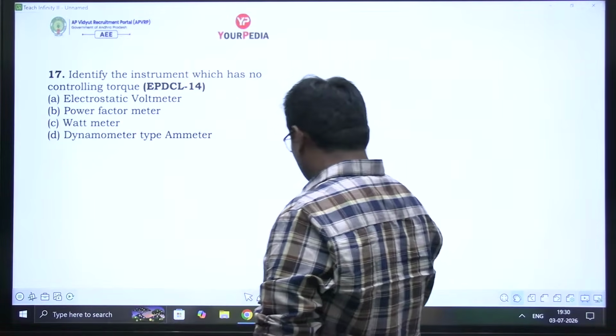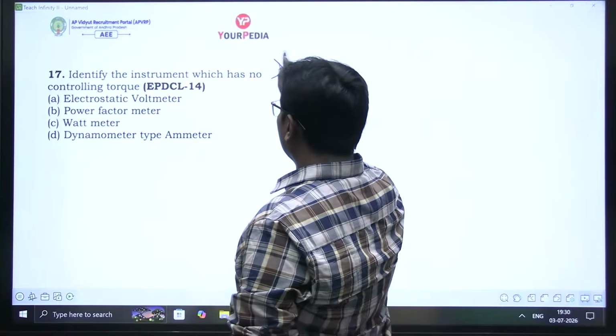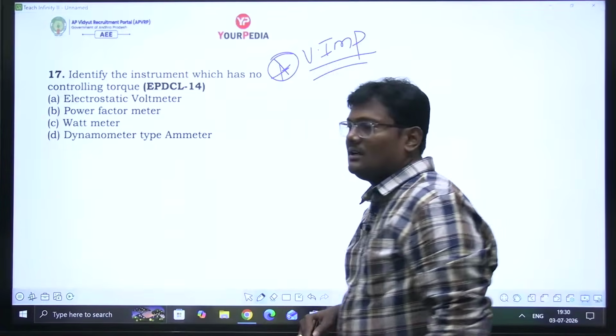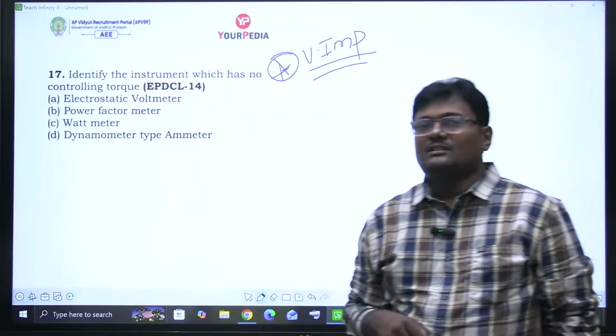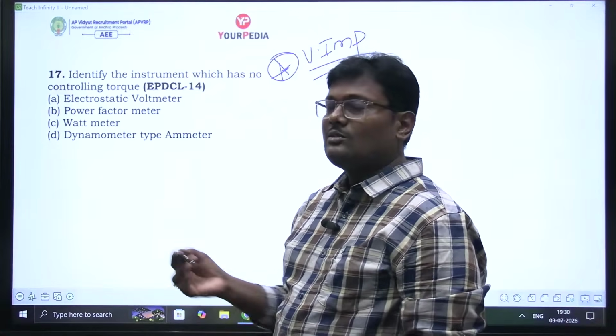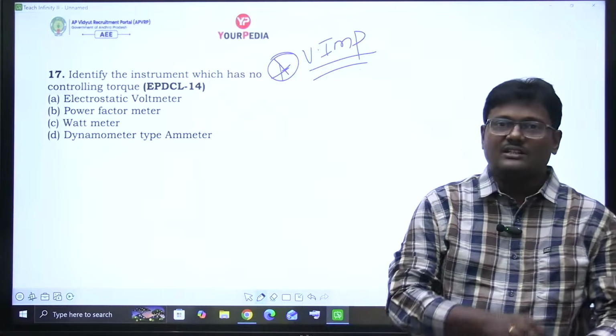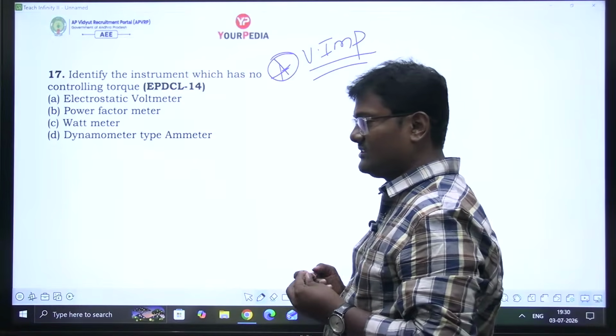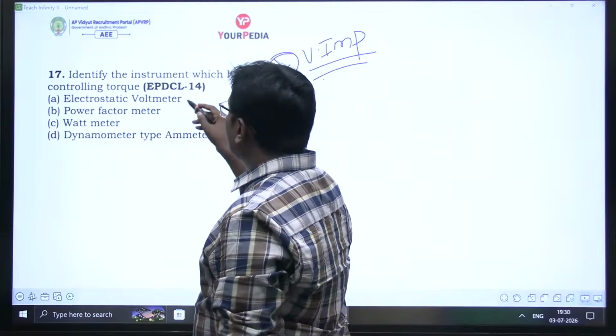This is a very important question. Out of all the meters, which one is not having controlling torque? Yes, excellent. B is the electrostatic voltmeter.